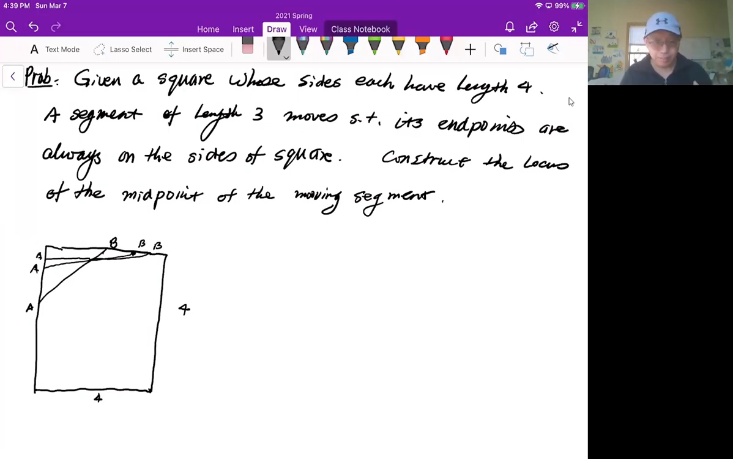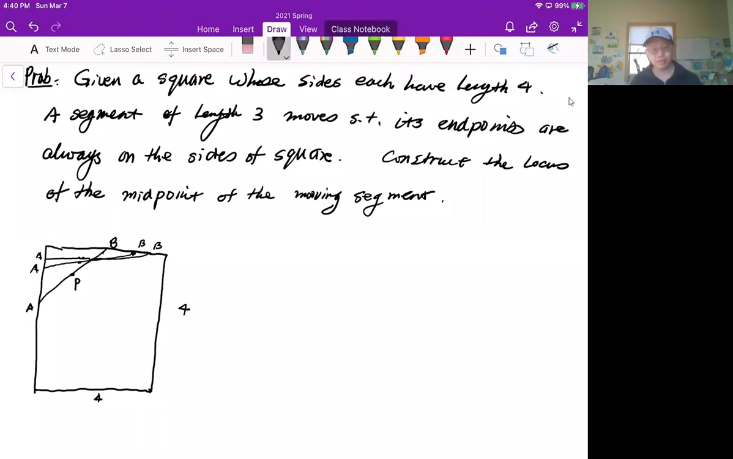But as it's moving around, I try to find the midpoint of that stick. Let me use M for the midpoint. So the midpoint is maybe somewhere here, and this may be another midpoint, and maybe another midpoint here. So I get a bunch of midpoints. My question is that I want to find the locus of those midpoints, all of the midpoints put together. So where are they? Does everyone understand my question?